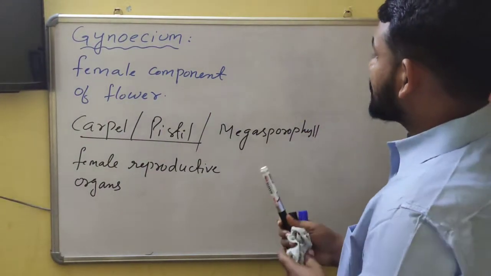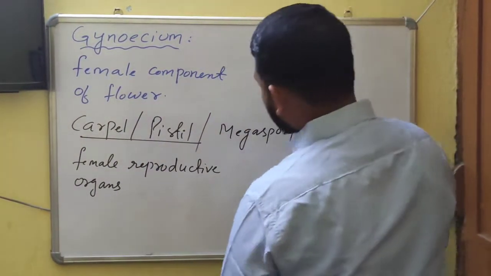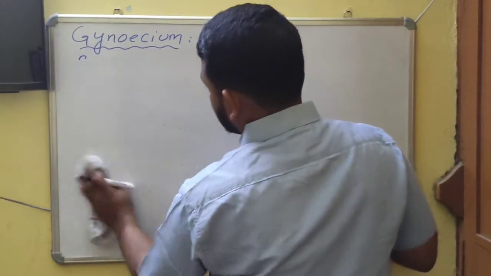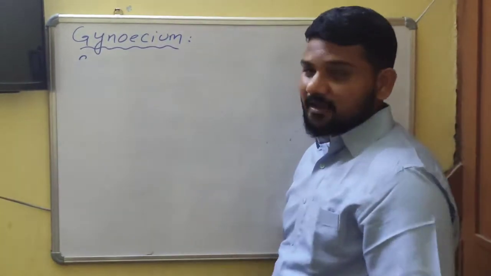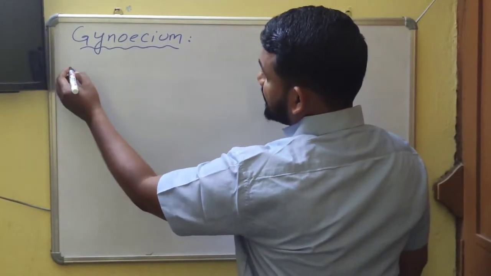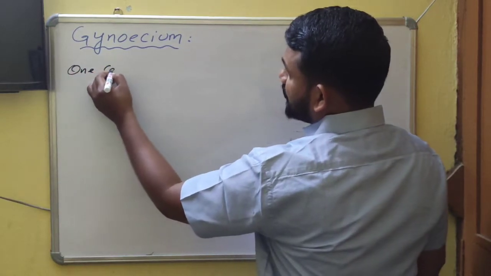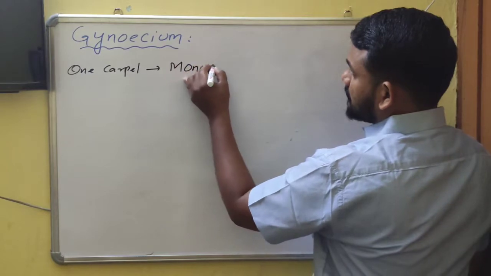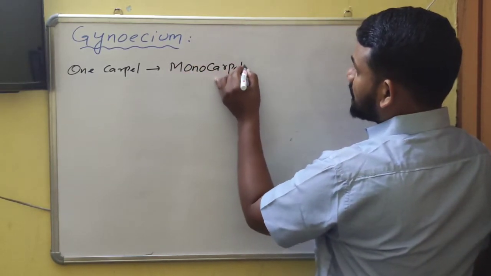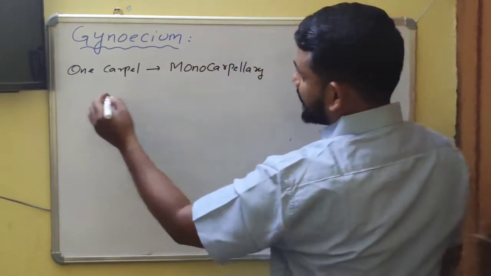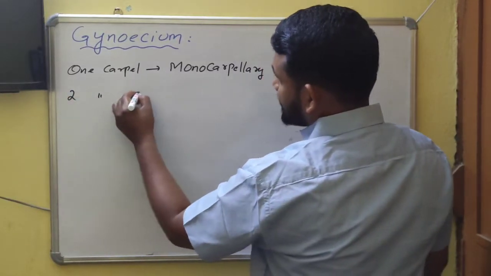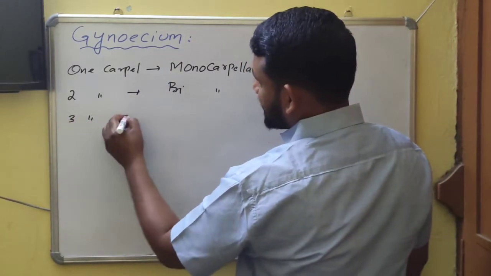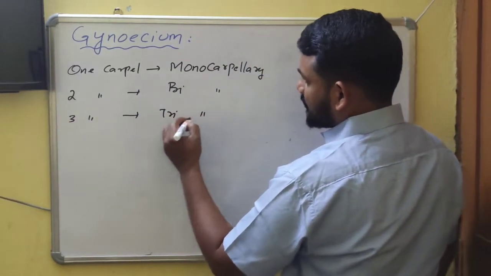For example, if a gynoecium has only one carpel, then the gynoecium is called monocarpellary gynoecium. And if it has two carpels, it is known as bicarpellary gynoecium. If it has three carpels, then it is called tricarpellary gynoecium.